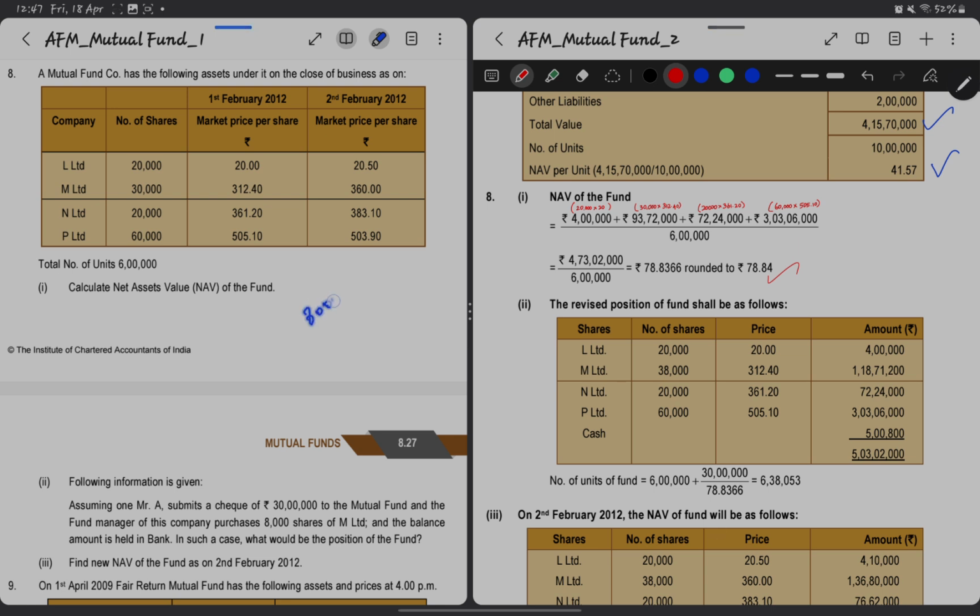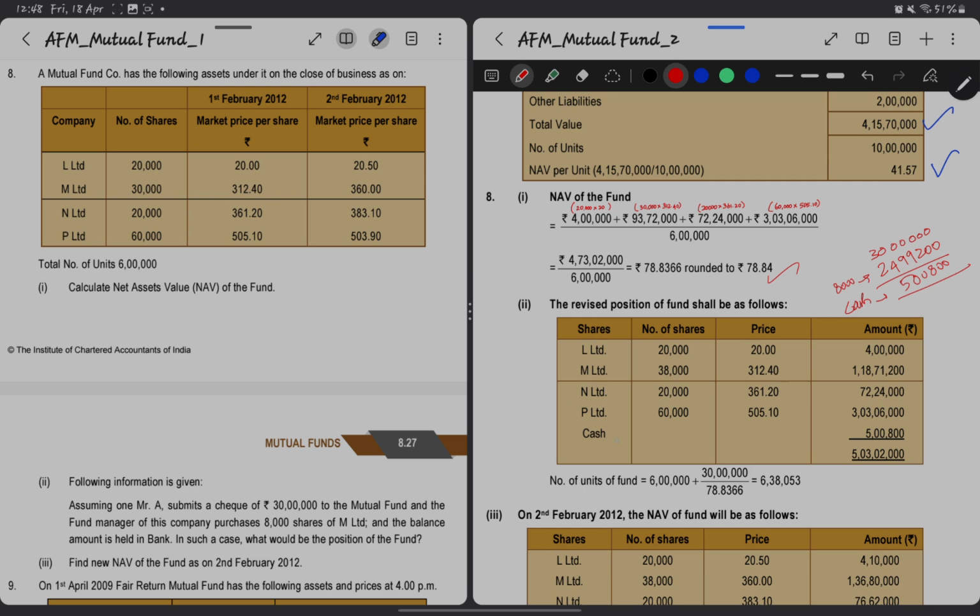So 8,000 multiplied by 312.4 is around 24 lakh 99,200. The money invested is around 30 lakh, so the balance is left in the bank as they have told. Now the new assets which are added are 8,000 shares of M Limited and the cash balance available in the bank. These are the two assets which are added. Now they are asking for the revised position of the fund.